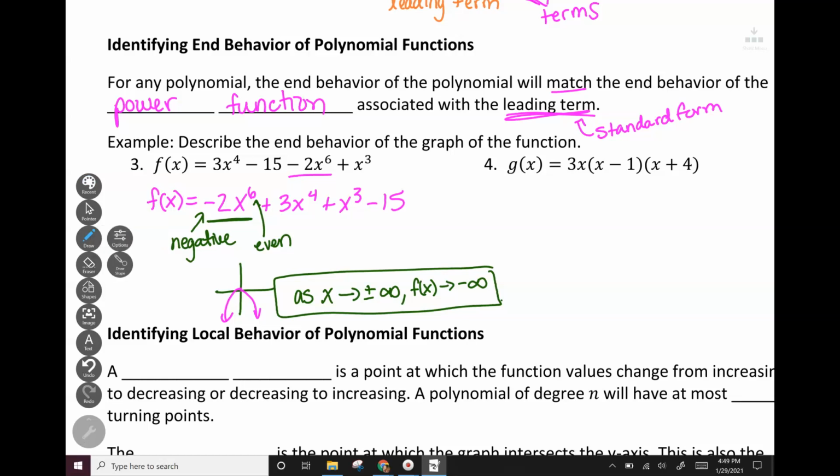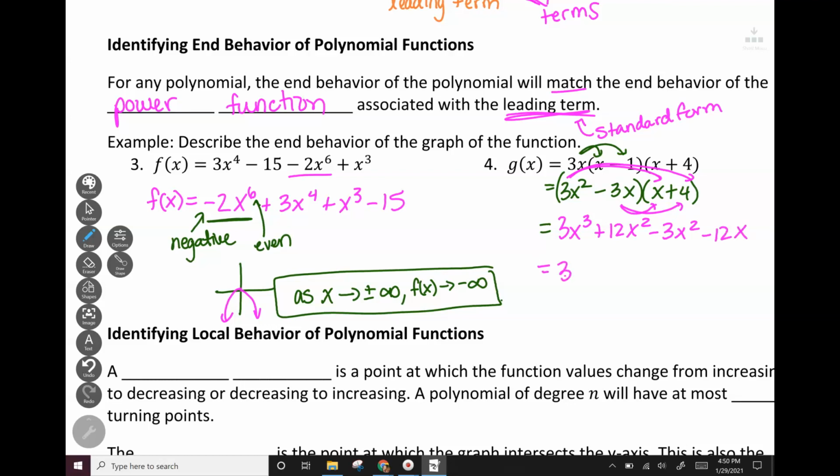Number 4, g of x equals 3x times x minus 1 times x plus 4. So maybe in order to see my leading term on this one, I'm going to multiply everything out. So first I'll distribute the 3x. And then we're going to FOIL these two together. Okay, so 3x cubed, 12x squared, 3x squared, negative 3x squared, minus 12x.